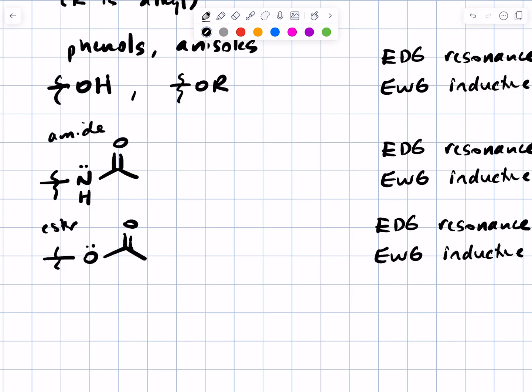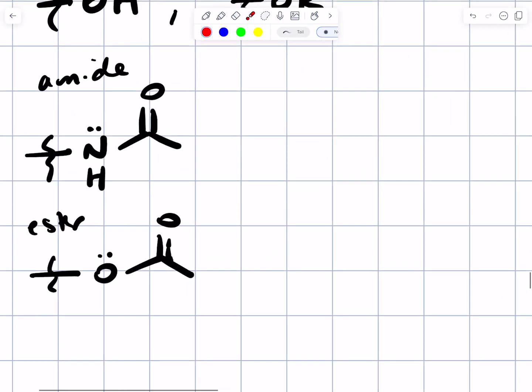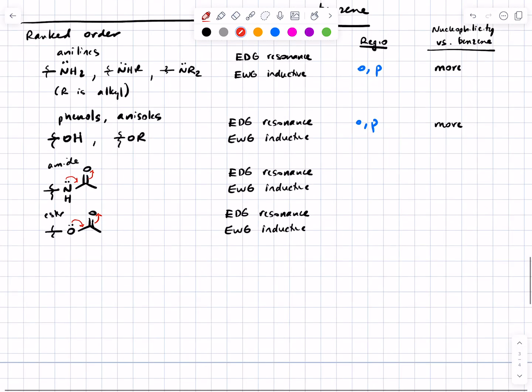The lone pairs on the heteroatom, which are the ones that donate into the ring, are now adjacent to a carbonyl, and you can draw resonance structures where those lone pairs donate into the carbonyl carbon and out onto the oxygen. So having that carbonyl there attenuates the donating ability of the lone pair, makes it less donating, and so these are still ortho and para directors, but you can see they're not as big of a deal as the straight up OH group or the OR group. Does that make sense? Questions about that?